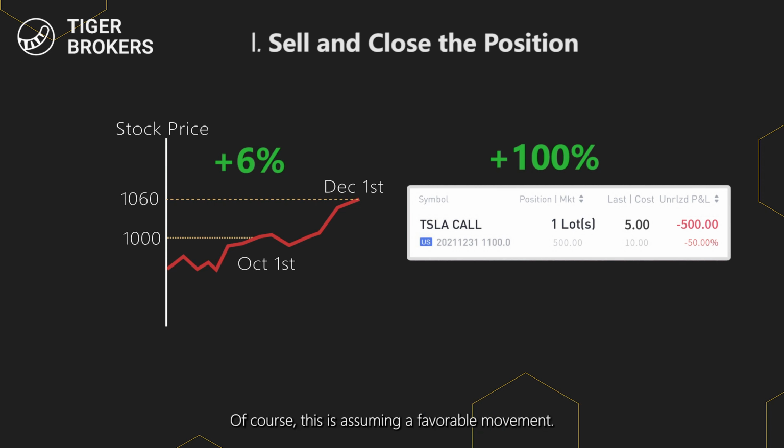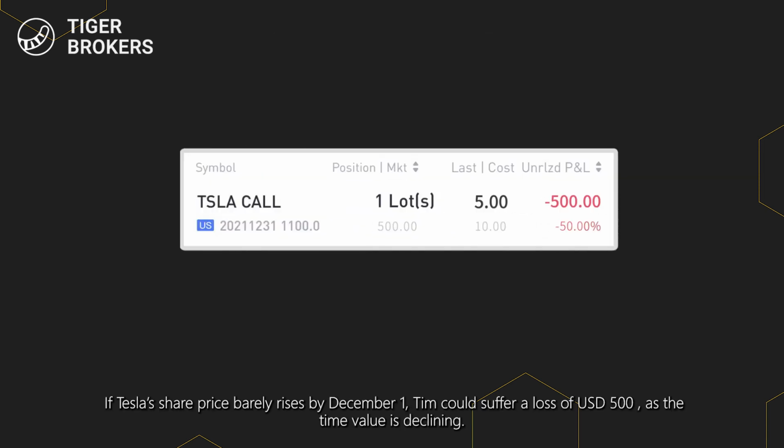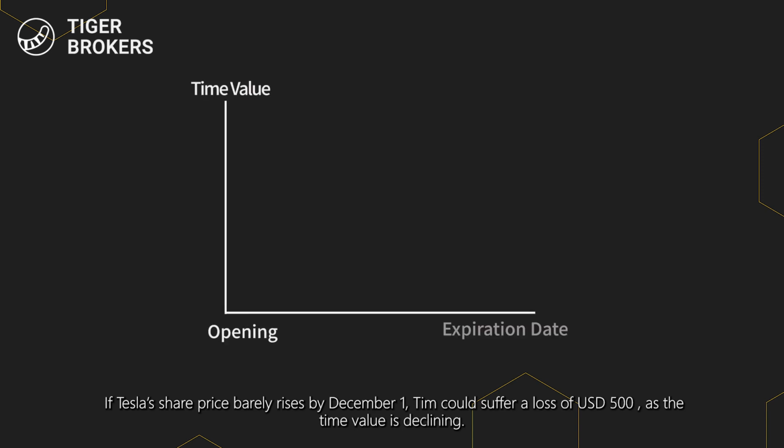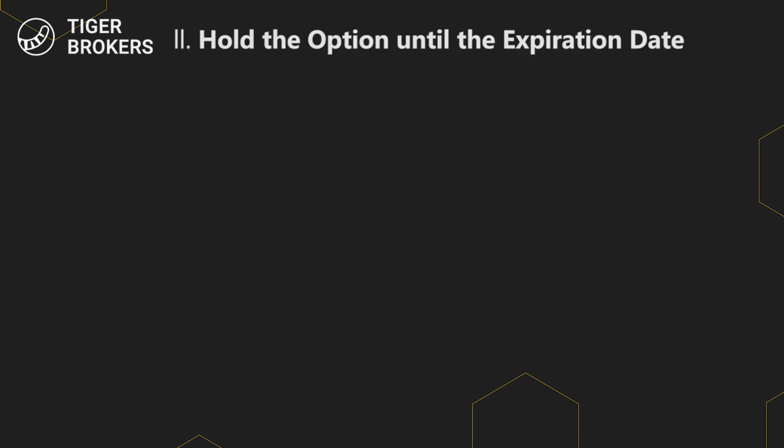Of course, this is assuming a favorable movement. If Tesla's share price barely rises by December 1st, Tim could suffer a loss of $500 as the time value is declining. He may then choose to close the position in order to stop the loss. The second way to execute an open position is to hold the option until the expiration date.